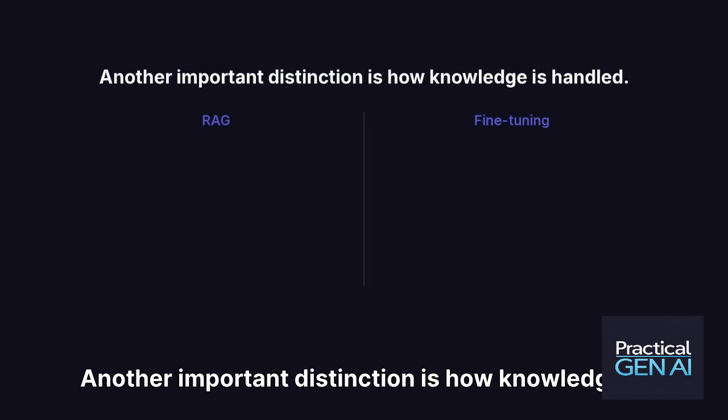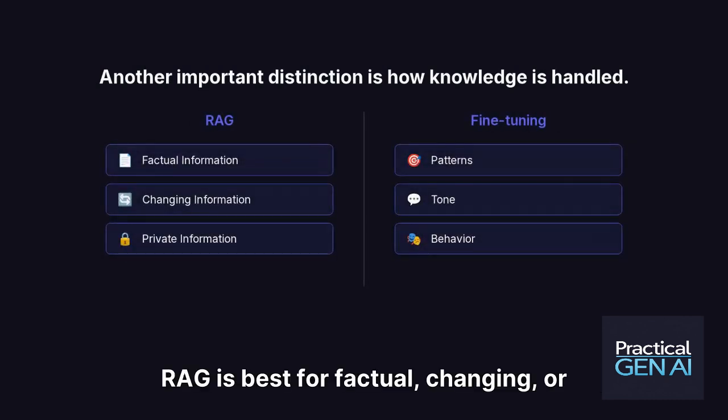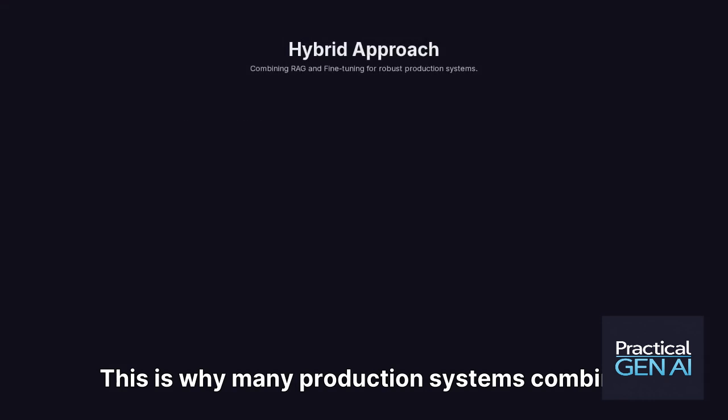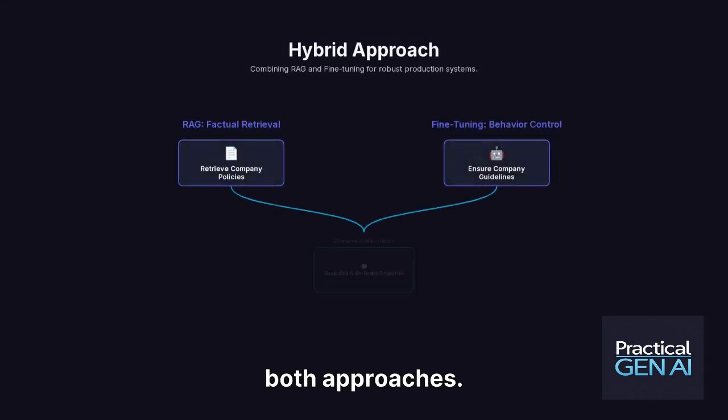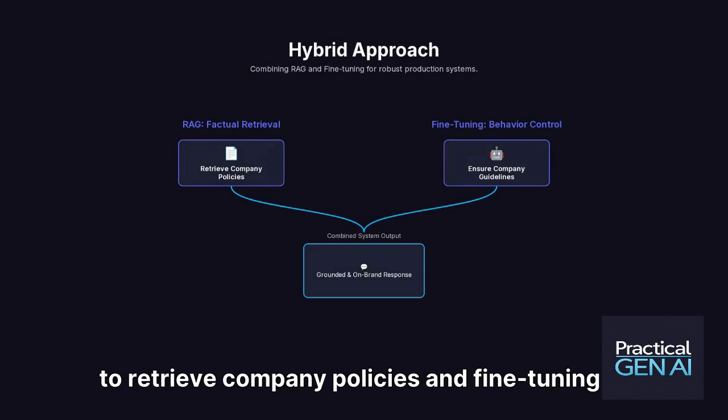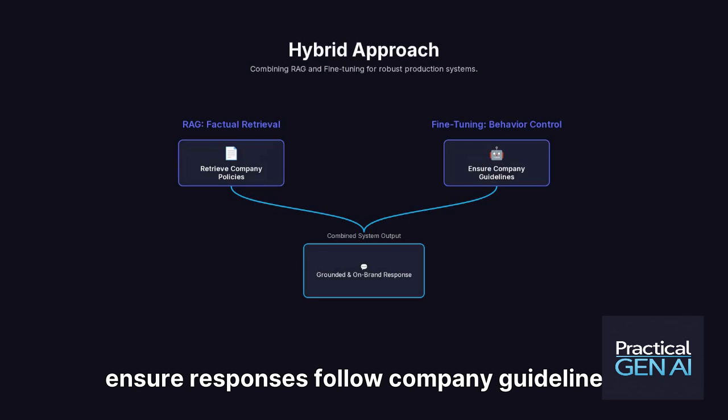Another important distinction is how knowledge is handled. RAG is best for factual, changing, or private information. Fine-tuning is best for patterns, tone, and behavior. This is why many production systems combine both approaches. For example, a system might use RAG to retrieve company policies and fine-tuning to ensure responses follow company guidelines.